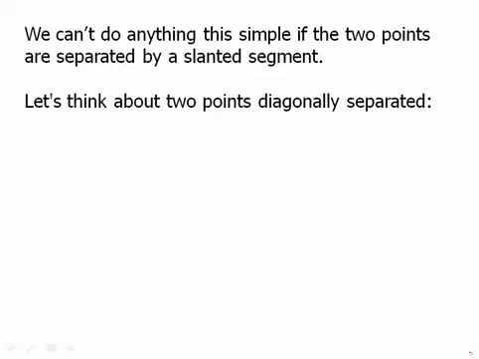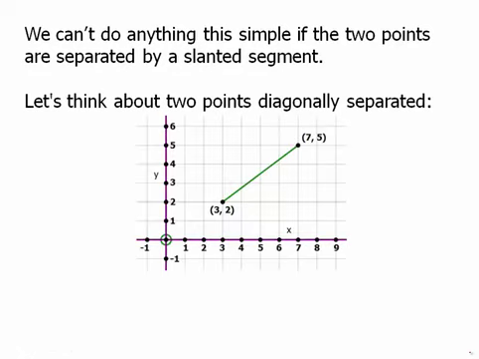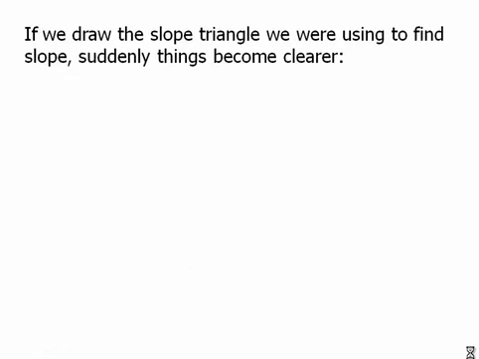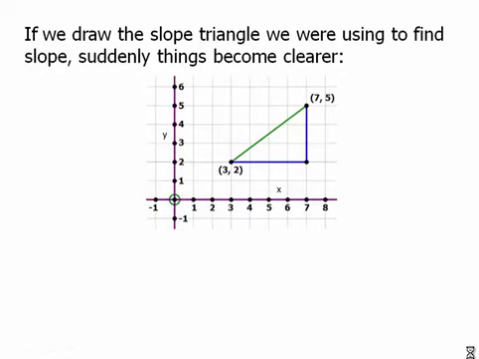Let's think about 2 points diagonally separated. So, for example, suppose we have this. We can't just do any kind of subtraction, but think about it this way. If we draw the slope triangle we were using to find the slope, remember the slope triangle, suddenly things become much clearer. Okay, so here are the same points again, but now we've drawn a slope triangle.